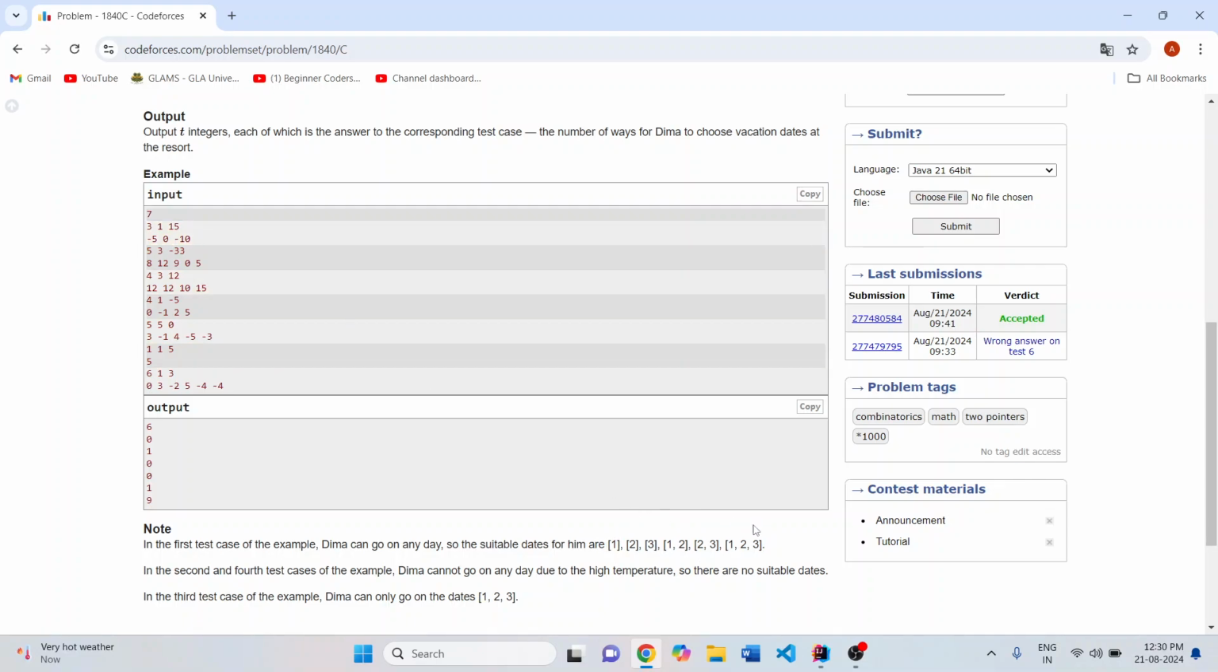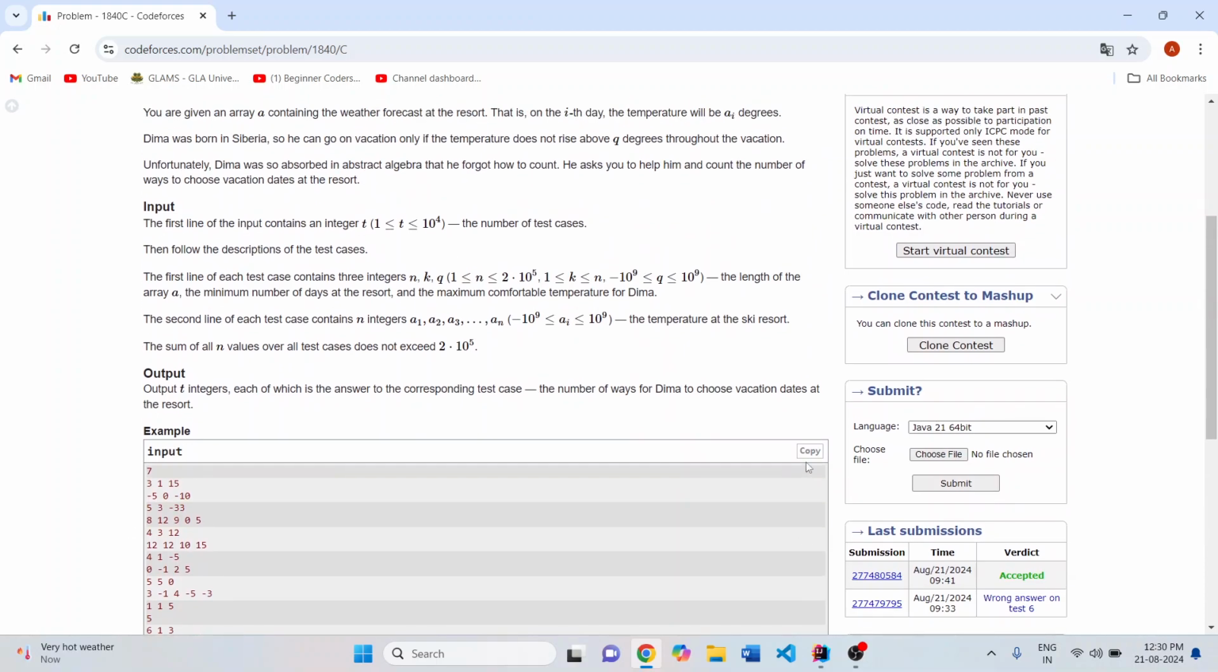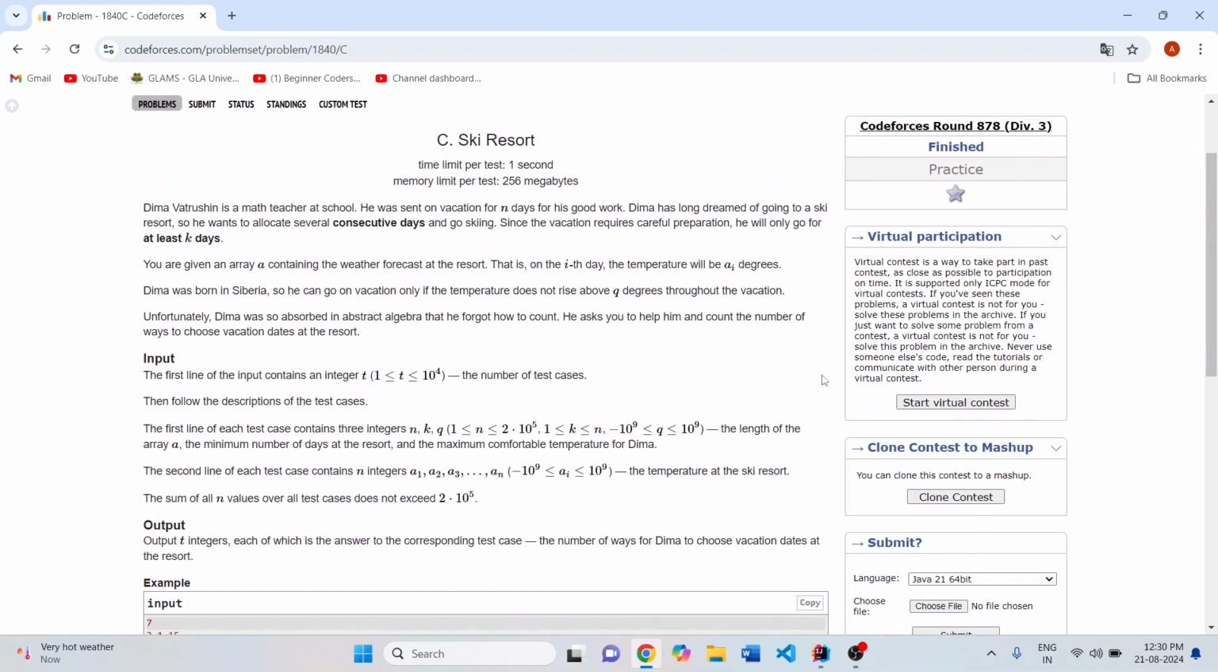So always for sliding windows, when we have to count the number of ways, the number of ways is equal to the sum of sizes of sliding windows. We have to always add the size of the sliding window to increase the number of ways.